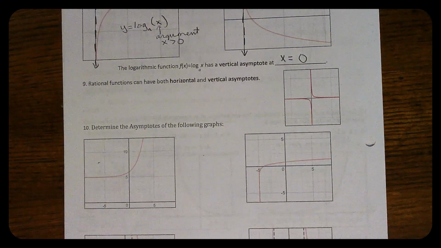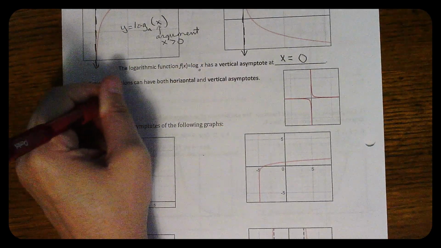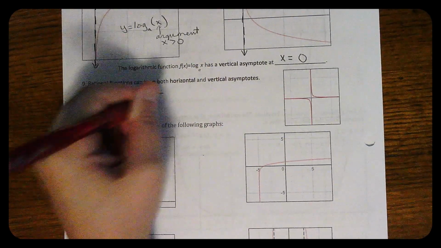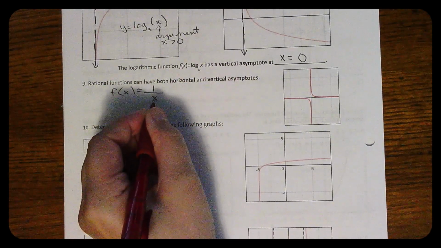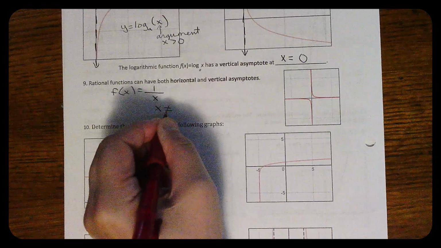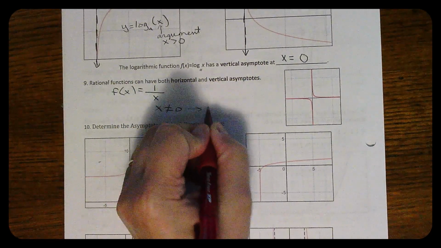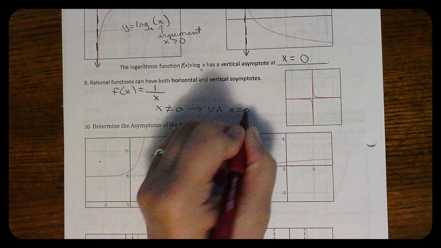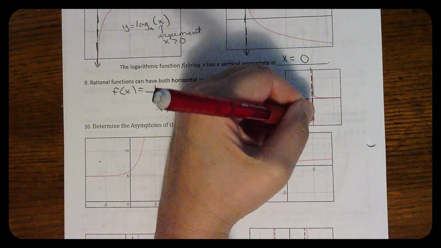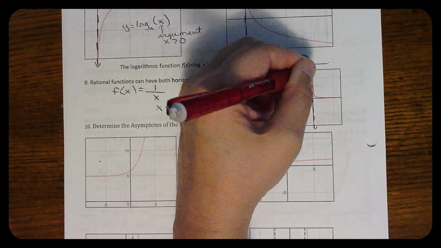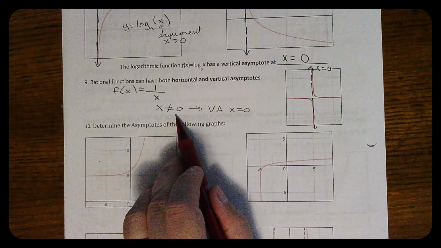All right, so interestingly enough, let me give you an example. This is a graph of f of x equals 1 over x. And we have learned that you can't have 0 in the bottom of a fraction, so we know x cannot equal 0. Okay, so that's going to show up on the graph as a vertical asymptote of x equals 0. Because vertical asymptotes tell you about restrictions. So x equals 0 is the vertical asymptote because x can't be 0.